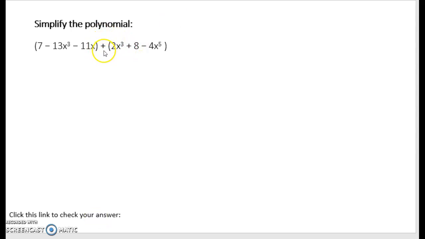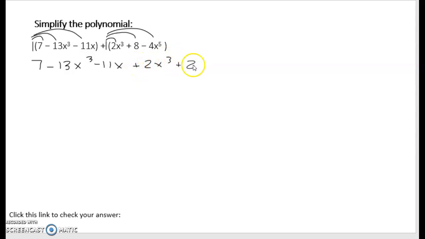When we have a plus sign in between the parentheses, it's basically like the parentheses aren't there, or another way to look at it is if there's a 1 in front of each parentheses that you distribute. But distributing a positive 1 does nothing to the problem. So we have 7 minus 13x to the third minus 11x, and then we have a 2x to the third plus an 8 minus 4x to the fifth.